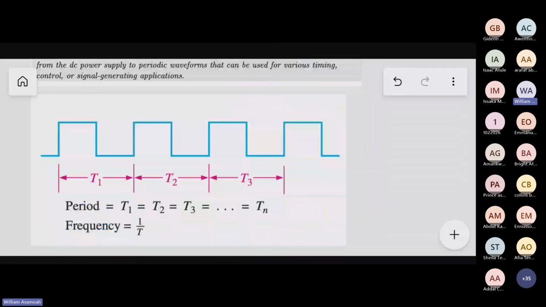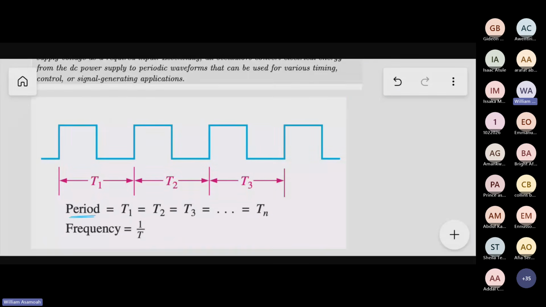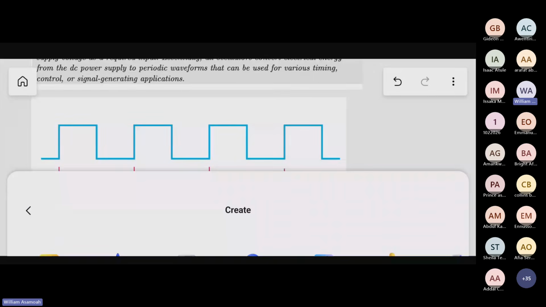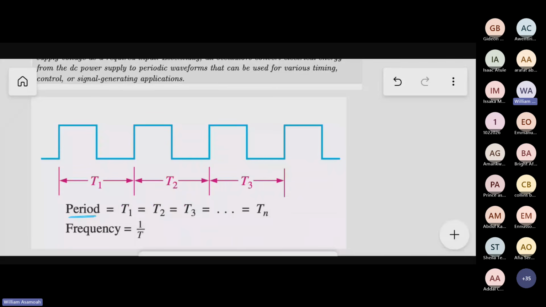Okay, great. So this is a periodic wave. A periodic wave repeats itself after every period. Now, it has some behaviors. Number one, we call it a period. What is a period? A period is the time it takes for one complete waveform.